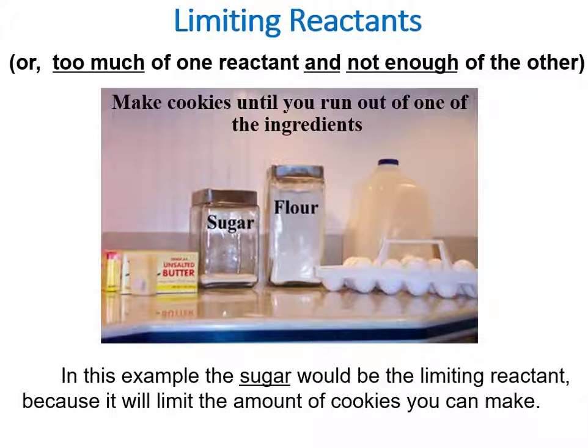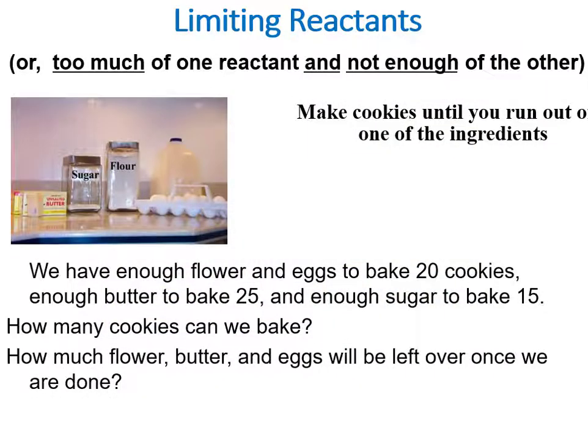It can be exemplified by this situation where we want to bake cookies and we line up our ingredients. Now, when we line up our ingredients, we can see that we have plenty of flour, eggs, and butter, but we don't have enough sugar. And if we measure our quantities, we may discover that each quantity of the ingredient will allow us to bake a different number of cookies. So the question is, how many cookies can we bake and how much of the other ingredients will we have left?